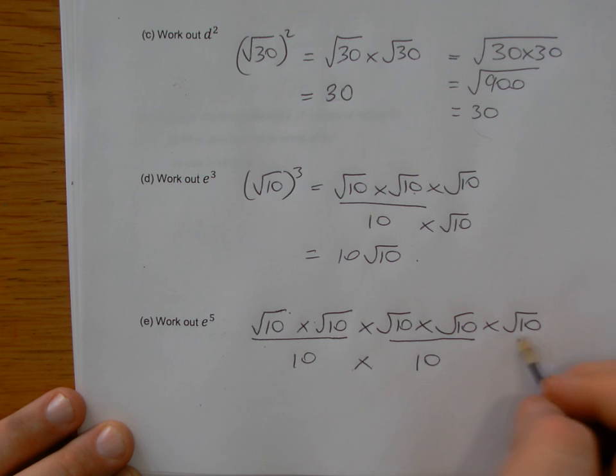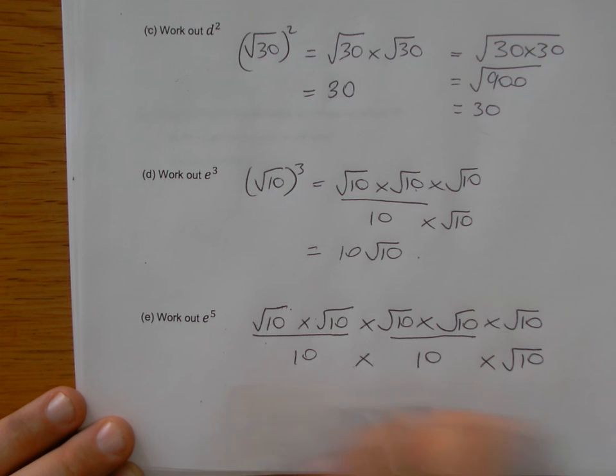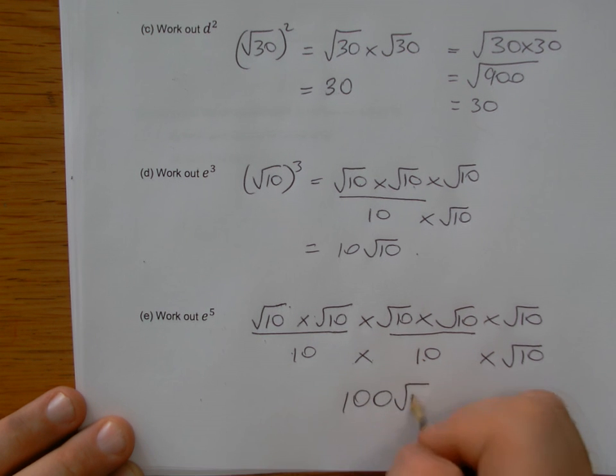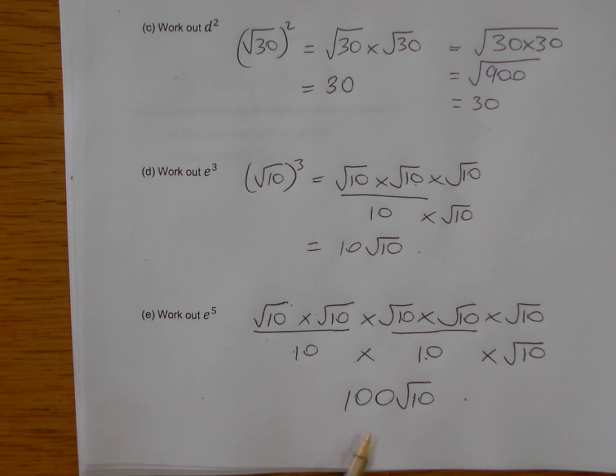Now at the end we've got a single one. So if you've got a single one, you just leave that as root 10. So then you simplify this and you just work it out. 10 times 10 is 100 times root 10. It becomes 100 root 10. So there's the simplified version then of e to the power 5.